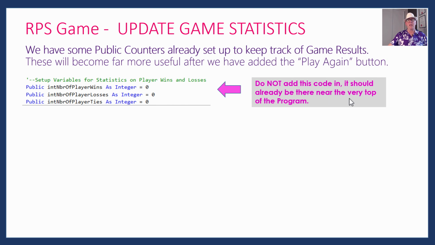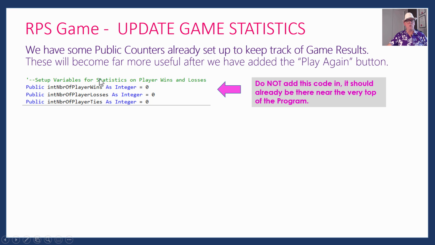All right, so we've got some public counters already set up. Remember, right up the top of the program where we're doing all those public variables that any subroutine could use, we've already got int number of player wins, so we can count the player wins and keep adding on to that number. We can count how many losses they've had, how many ties they've got. They're just integer numbers we can count with: 1, 2, 3, 4, 5, 6, and so on. And we set them to 0 at the start of the program because we haven't started the game and we've got no wins, ties, or losses yet.